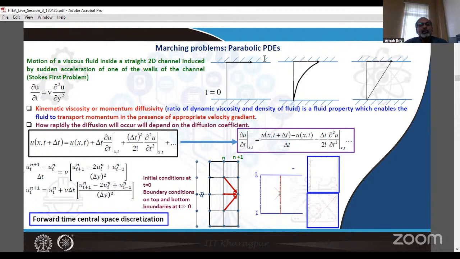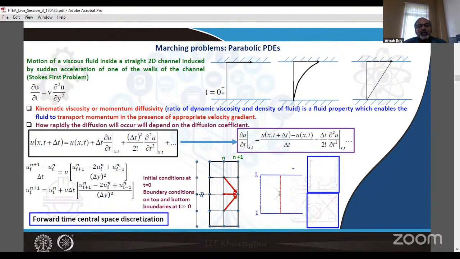So the motion of a viscous fluid inside the straight 2D channel induced by sudden acceleration of one of the walls of the channel is what comprises the Stokes' first problem, and the governing equation is basically given by this. So u is a function of both t and y, y being this direction. So you can measure y from the lower wall where y is equal to 0. And kinematic viscosity, or momentum diffusivity, nu, is a fluid property which enables the fluid to transport momentum in the presence of appropriate velocity gradient. So it must be accompanied by velocity gradient, only then it is effective in terms of diffusion of momentum.